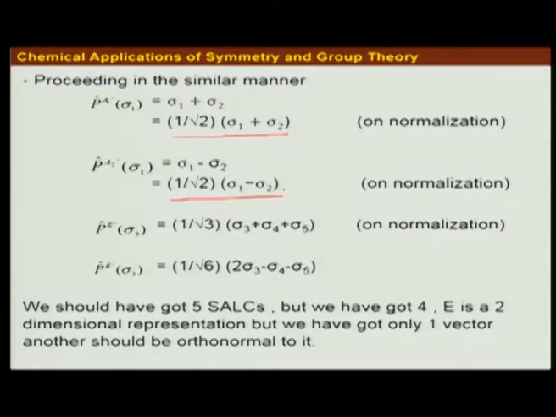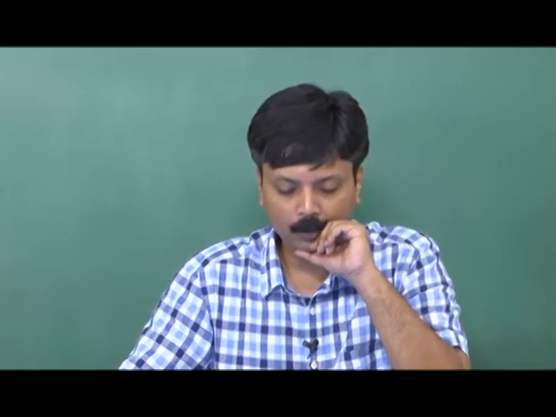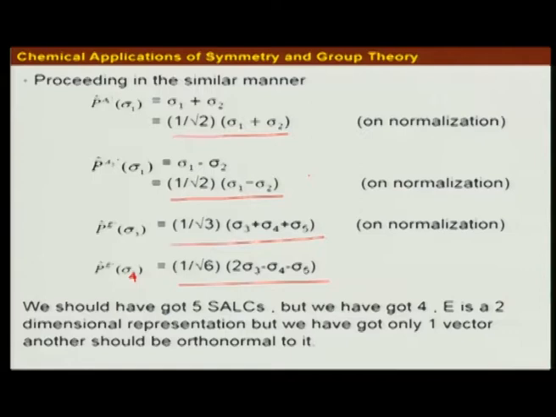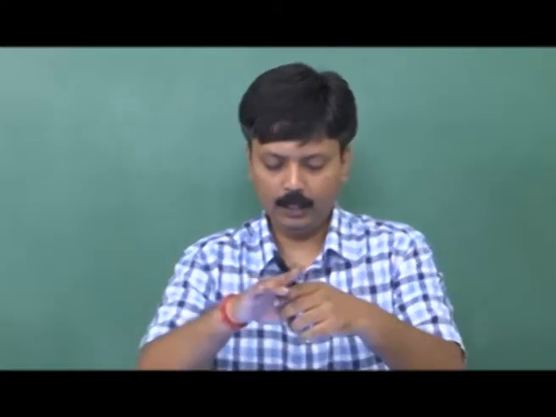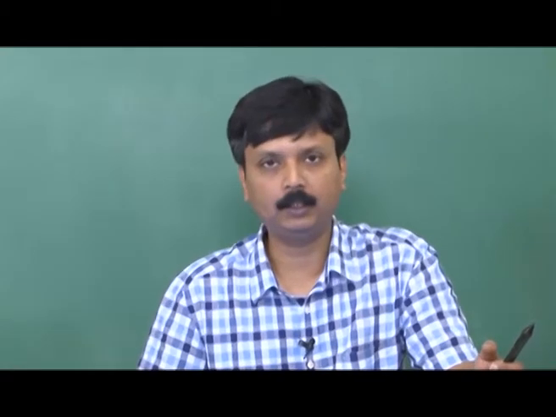Now when we apply it on sigma 3, so we form a basis for E prime, we form a projection operator for E prime, and then we get a function, an orthogonal function, and we normalize this and get another SALC. And when we operate on sigma 4, we get another SALC. Now this projection operator for E prime should ultimately give me two functions, right? So now altogether I have got so far 4, but I should get altogether 5 SALCs, correct? Because it had 5 basis functions, so I should have 5 SALCs.